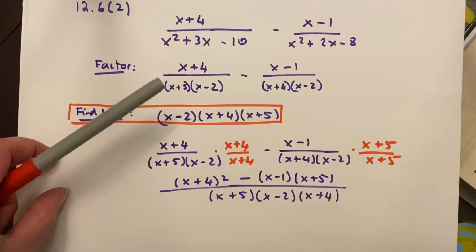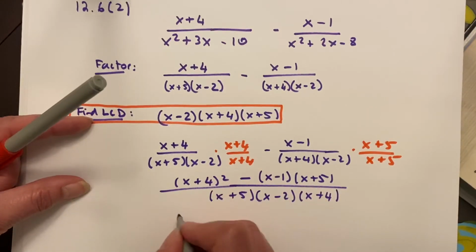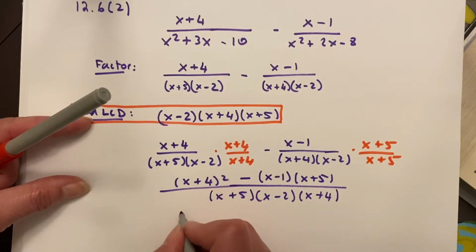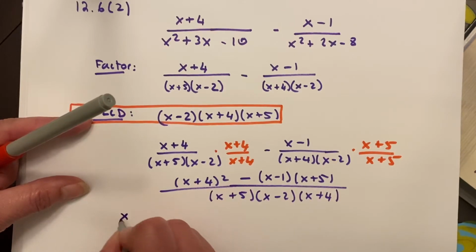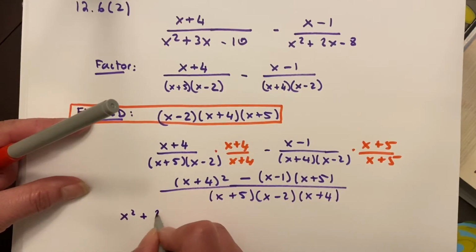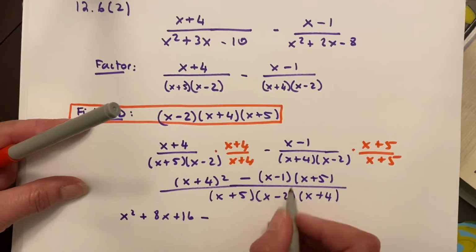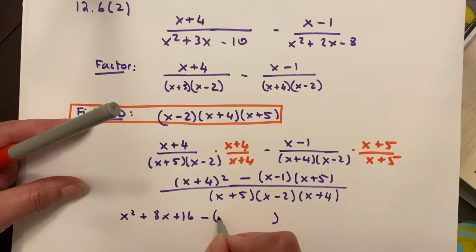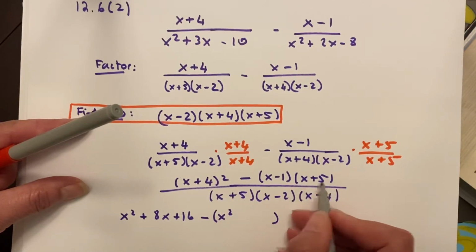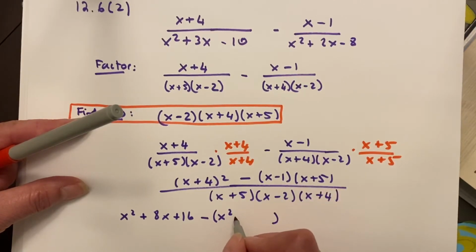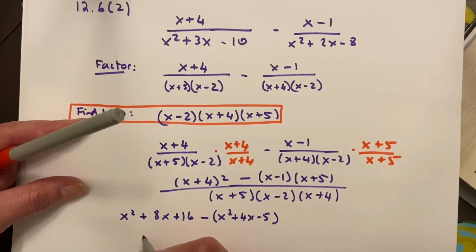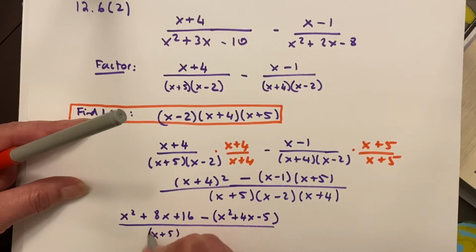So here, if I multiply out x plus 4 squared, it's a perfect square trinomial. I get x squared plus 8x plus 16 minus, and I'm going to put this in parentheses first so I don't get confused, x squared, 5x minus x is 4x, minus 5. And then the denominator, x plus 5, x minus 2, x plus 4.